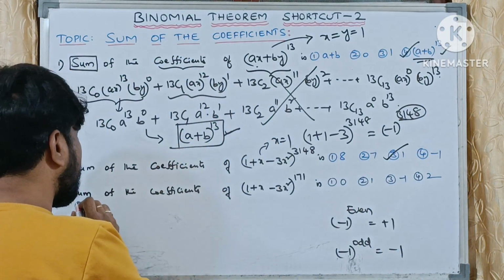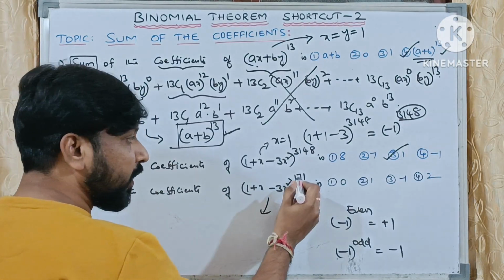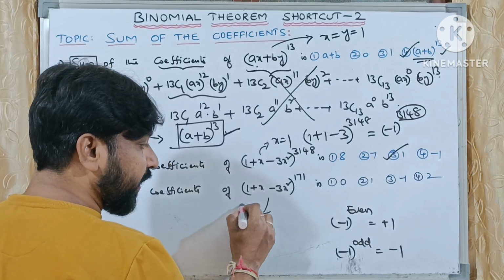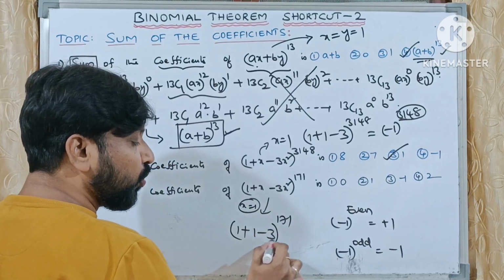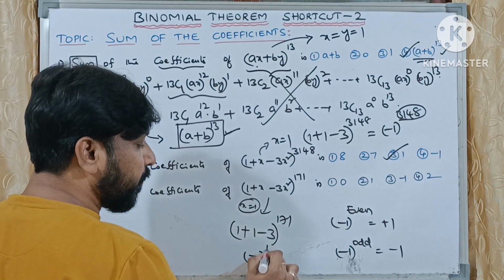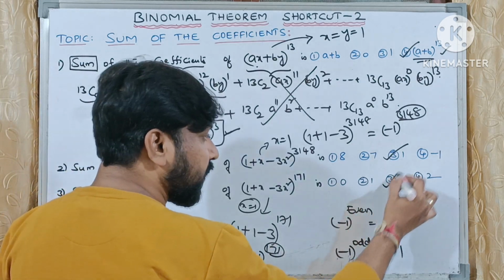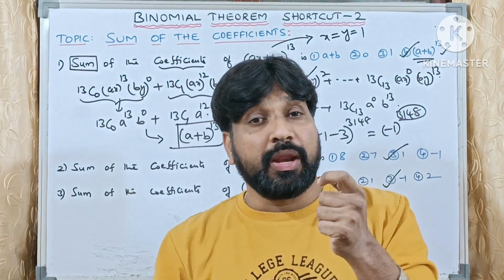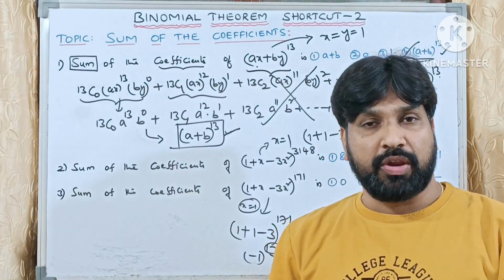Let us move to one more example. Sum of the coefficients of (1 + x - 3x^2)^171. If you take x = 1, you get (1 + 1 - 3)^171, that is (-1)^171. This power is odd. Minus 1 whole power odd is nothing but minus 1, that is your answer, friends. Using this technique, you can evaluate this kind of sum within 1 or 2 seconds only, friends.